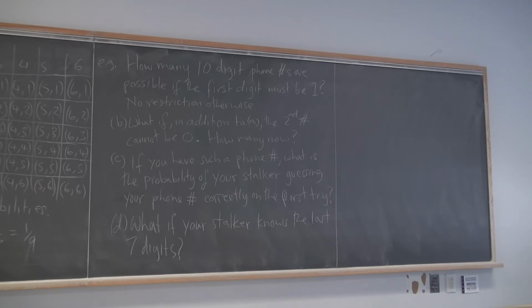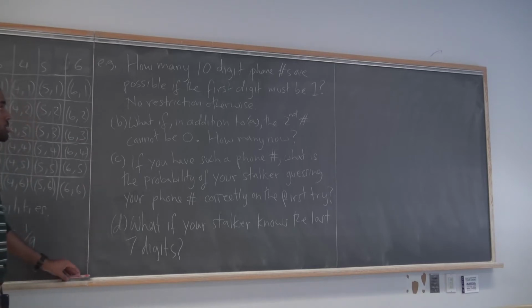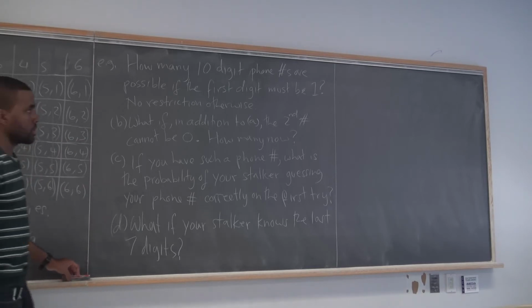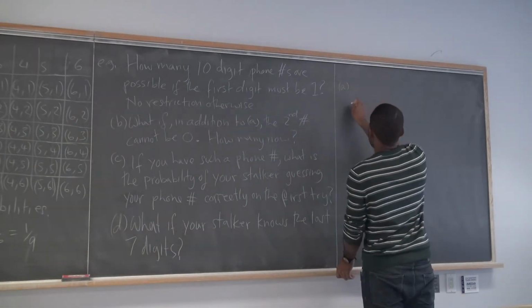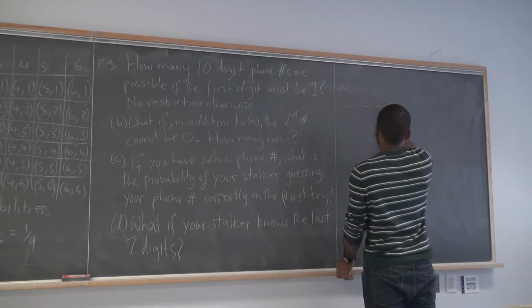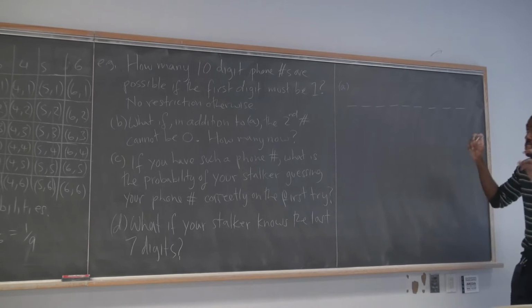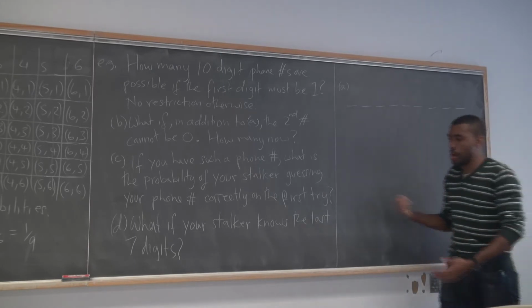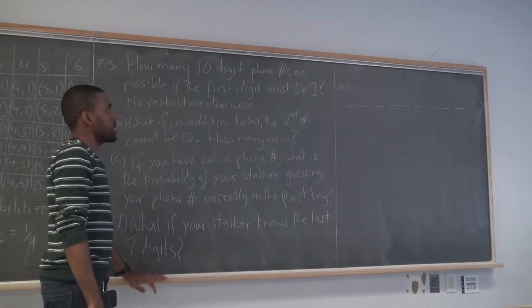Any ideas on how to do this one? 10 to the 9th. All right, so again, this is a multi-stage experiment. What are the stages? Each digit has 10 possibilities, right? So in part A, we have 9 digits: 1, 2, 3, 4, 5, 6, 7, 8, 9. You can think of each of these as a stage, right? And now you have to figure out how many options we have for each stage. So how would we figure this out?